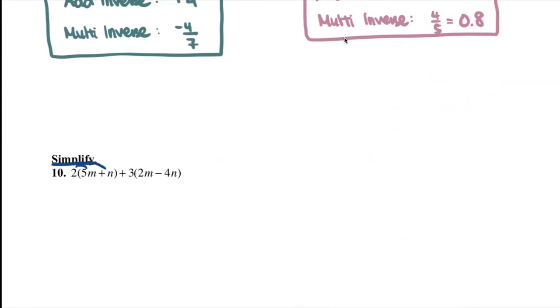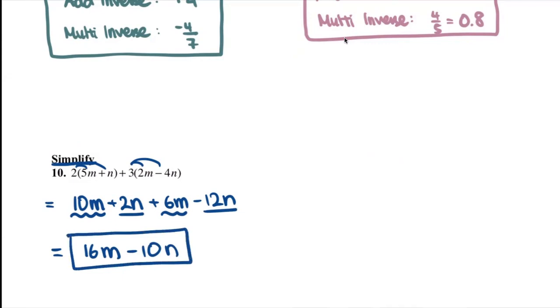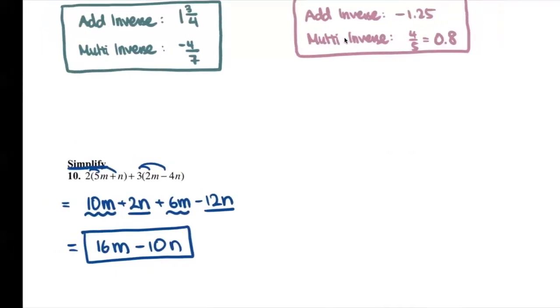All right, so distributive property, 2 times 5m gets me 10m. 2 times -n gets me -2n. Distribute that +3, we get +6m minus 12n. Let's go ahead and combine like terms. I have an m and an m here. Adding those up, I get 16m. I have a -2n and a -12n, which gets me -14n. All right, and that's as simplified as I can go. And that is lesson 1.2.